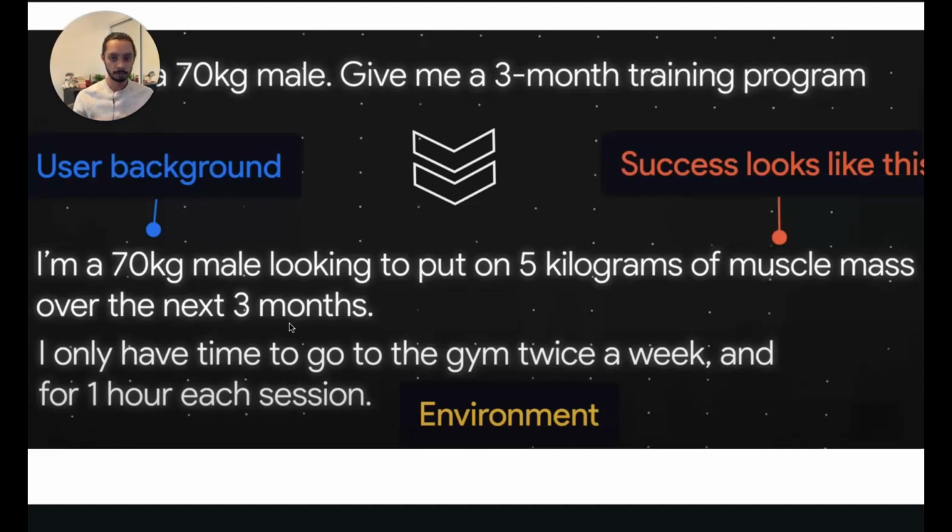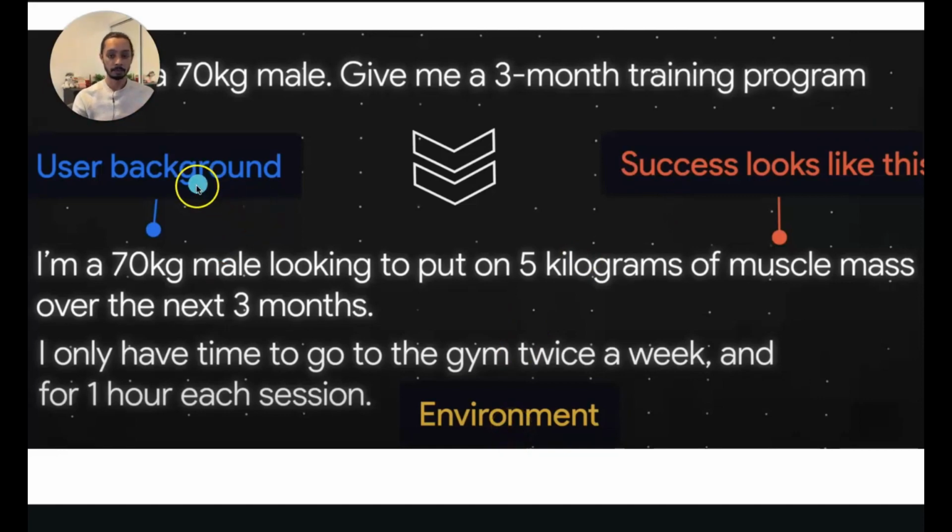So let's go back to our previous example. And our starting prompt was, I'm a 70 kg male. Give me a 3-month training program. Here, 3-month training program is my task, whereas 70 kg male was the basic context I provided. Now, I'm going to provide it 3 more variables. One is the background relevant in this situation, the outcome or how the success looks like, and third, the environment or the audience that I'm in right now.